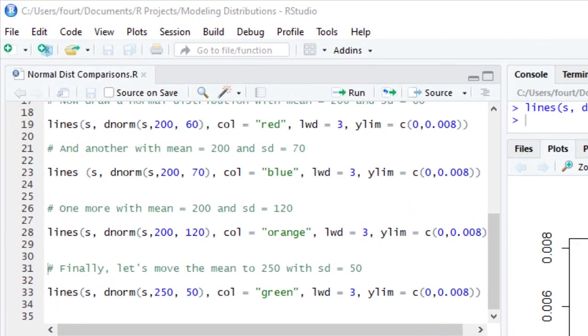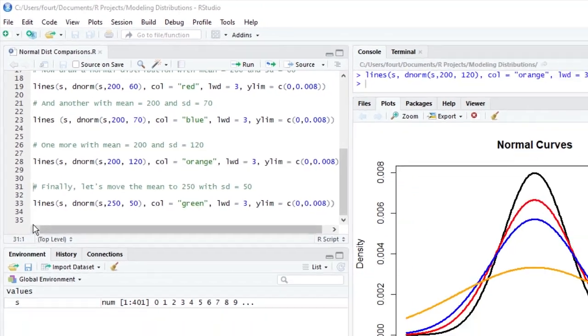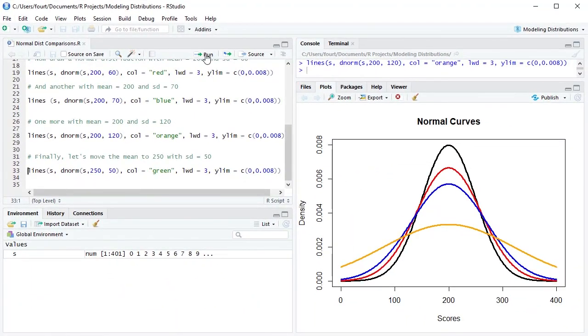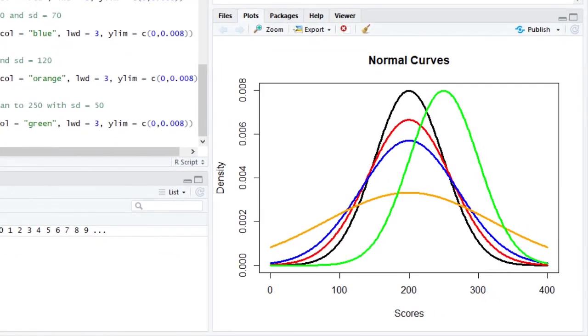Finally, let's go back to the original standard deviation of 50, represented by the normal distribution that is black, but let's move the mean to 250. The result is this normal distribution model pictured in green. It has the same variability as our first normal distribution, but the center of the distribution has shifted to the right, up to 250.